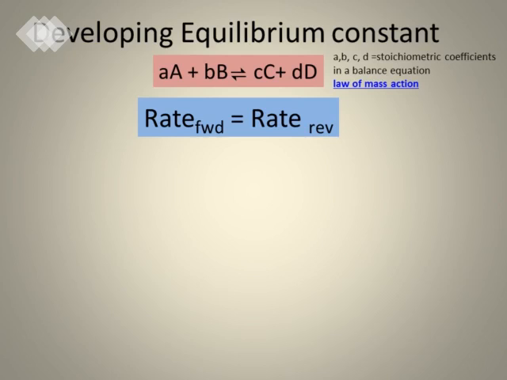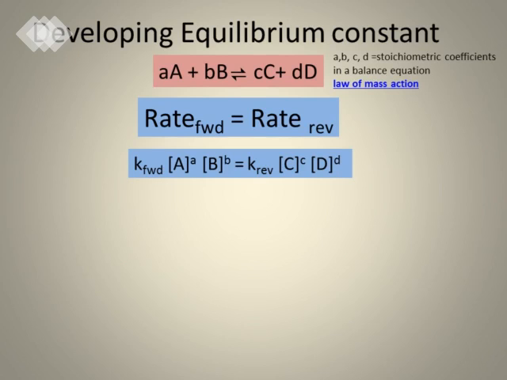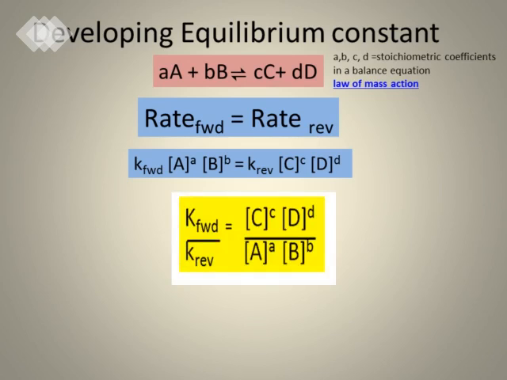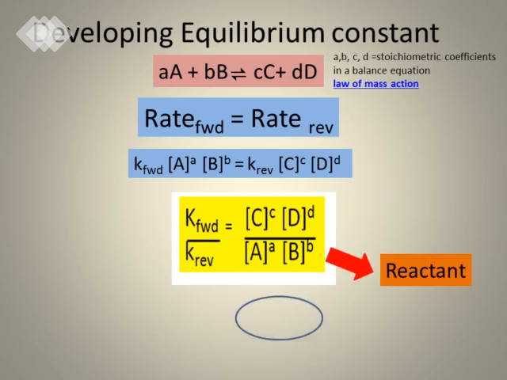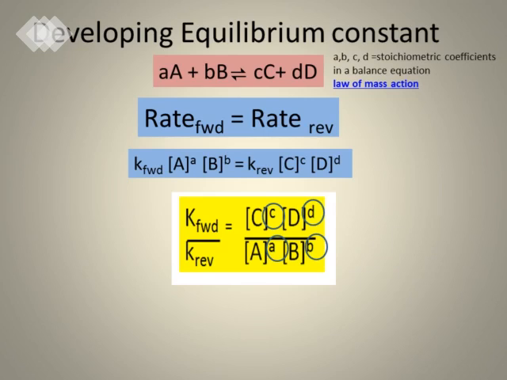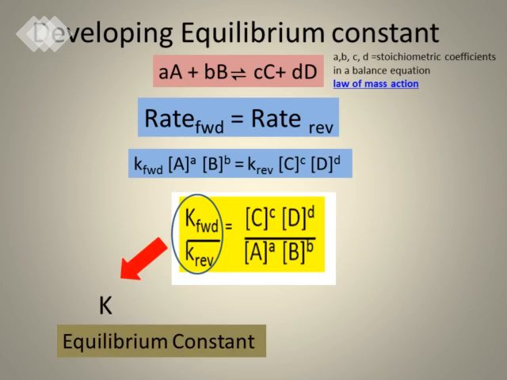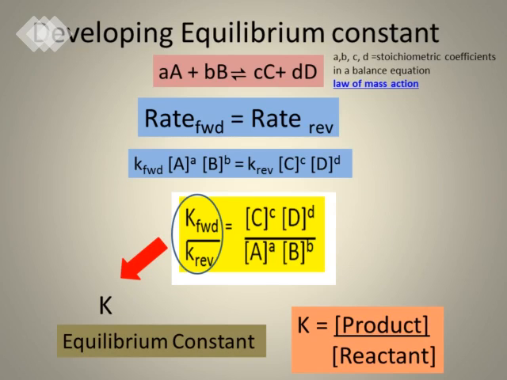Remember that in equilibrium system, the forward rate is equal to the reverse rate. So, we can write the equation for both reaction rates, and when we rearrange this equation, we get the ratio of the rate constants is equal to the ratio of the products and the reactants concentration. Note that the stoichiometric coefficient of the balanced equation is taken into account in the equation. This ratio is called the equilibrium constant, and it is equal to the concentrations of product divided by the concentrations of reactants.